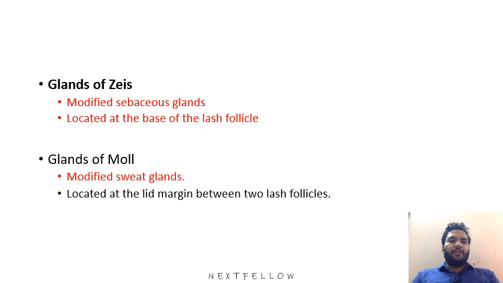And glands of Moll, modified sweat glands located at the lid margin between two lash follicles. So there is a mnemonic which during my entrance exam I read. It's sweaty Moll. So that makes you remember the glands of Moll is a sweat gland.